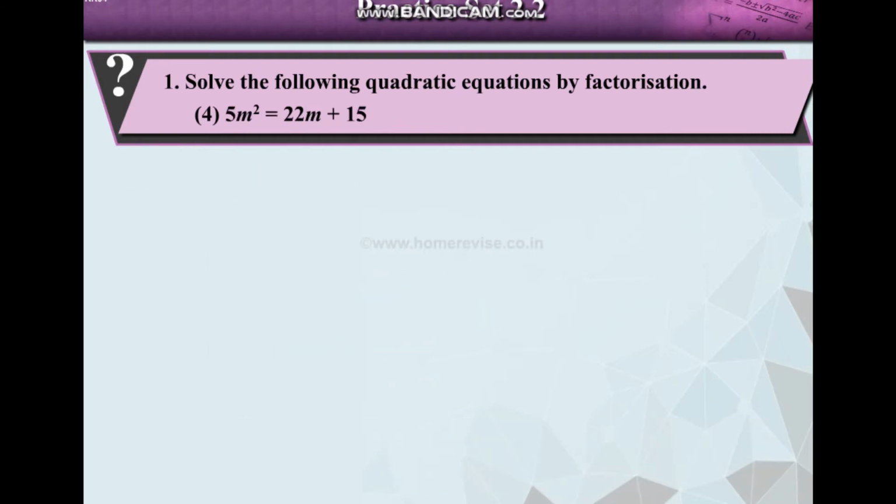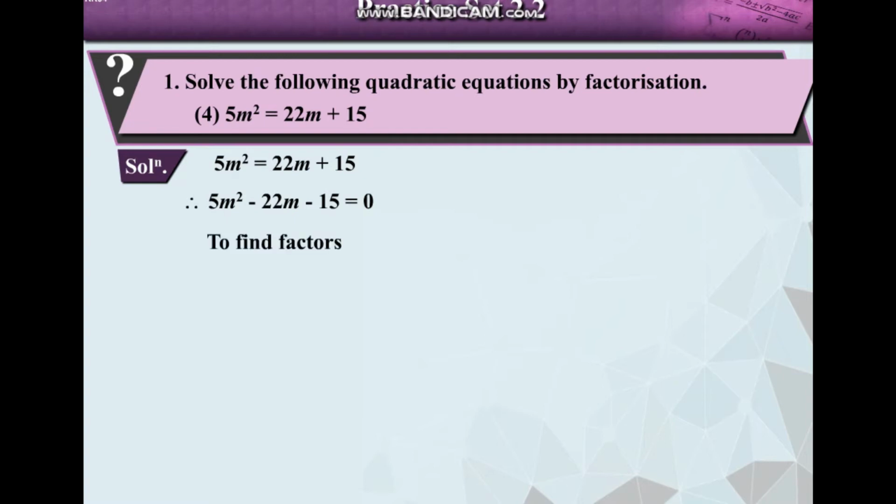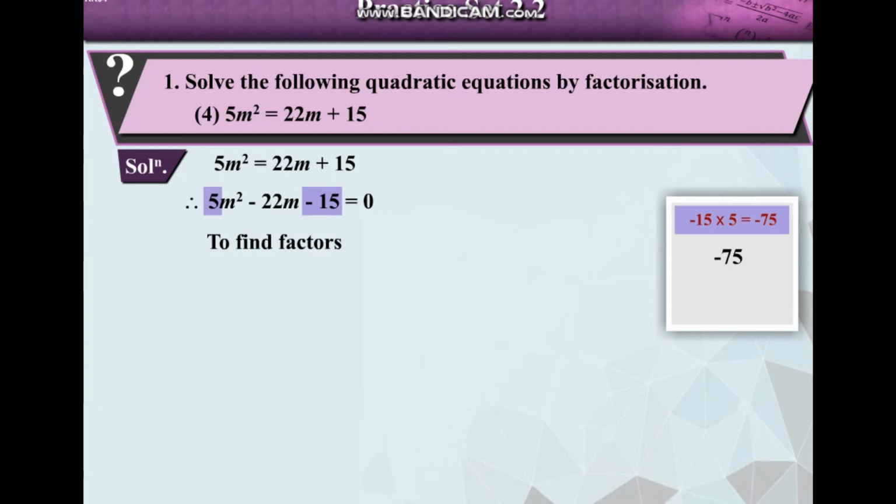4. 5m squared is equal to 22m plus 15. Solution: 5m squared is equal to 22m plus 15. Therefore, 5m squared minus 22m minus 15 is equal to 0. To find factors, minus 15 multiplied by 5 is equal to minus 75. The factors are minus 25 and plus 3. Therefore, 5m squared minus 25m plus 3m minus 15 is equal to 0.